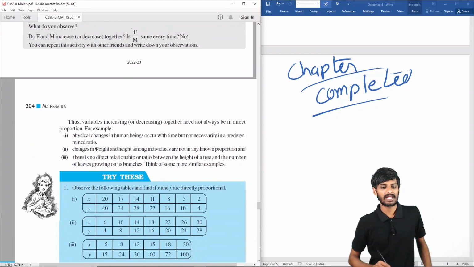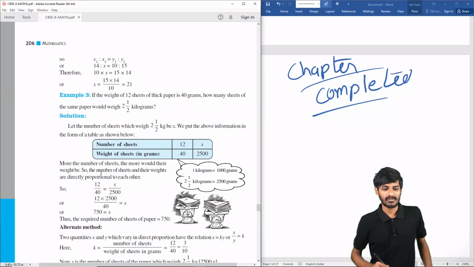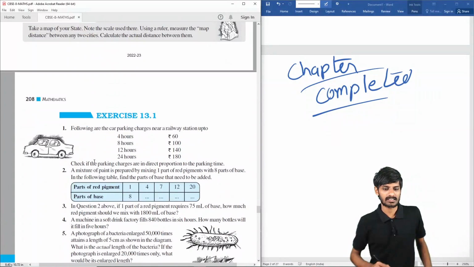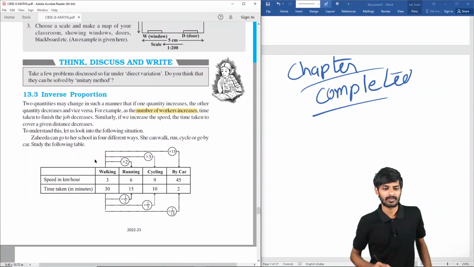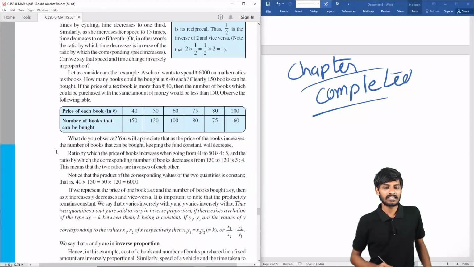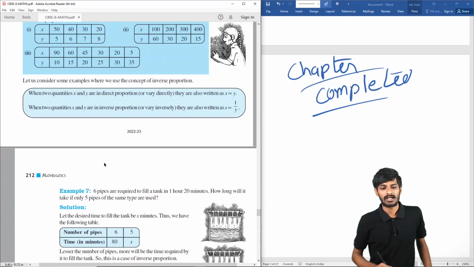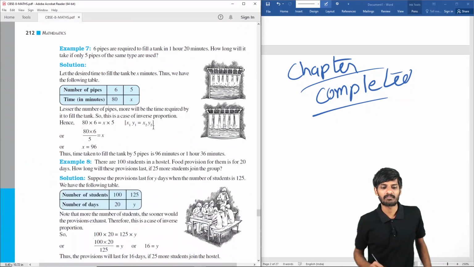In the case of indirect proportion, if one quantity increases, another quantity decreases. We have discussed that topic also. That is, if the number of workers increases, time decreases. So this is inversely proportional, and we represent it with x1 y1 equals x2 y2 equals k constant, x1 by x2 equals y2 by y1. Directly proportional is represented as x directly proportional to y. Inversely proportional is x directly proportional to 1 by y.